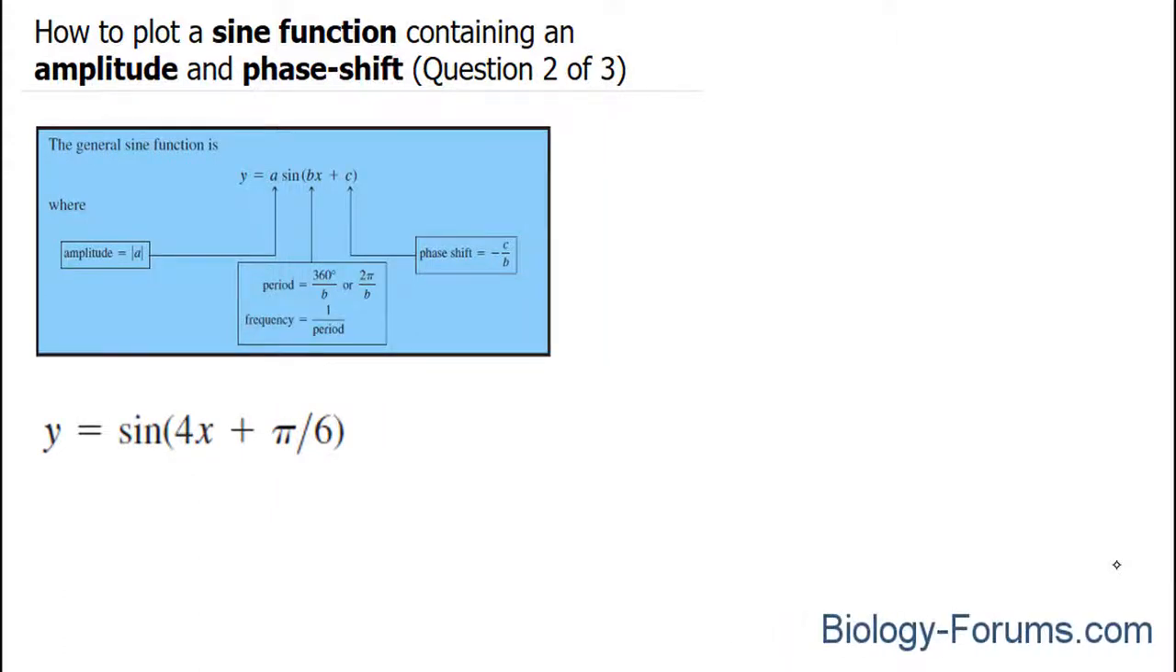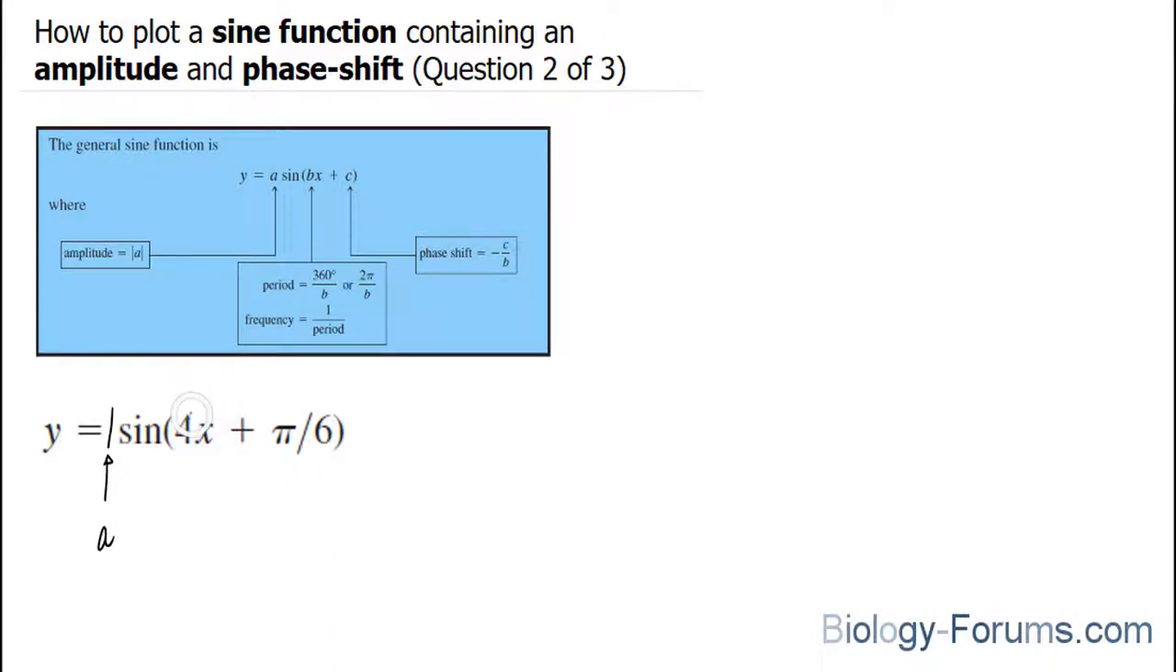In this demonstration, you will learn how to plot a sine function that contains an amplitude and a phase shift. This is question 2 of 3. The first thing that you have to do is analyze or look for your A, B, and C value. Your A value, which is always the coefficient or the number in front of sine, in this case there isn't one, but there is, it's a 1, it's just not written. This will represent your amplitude.